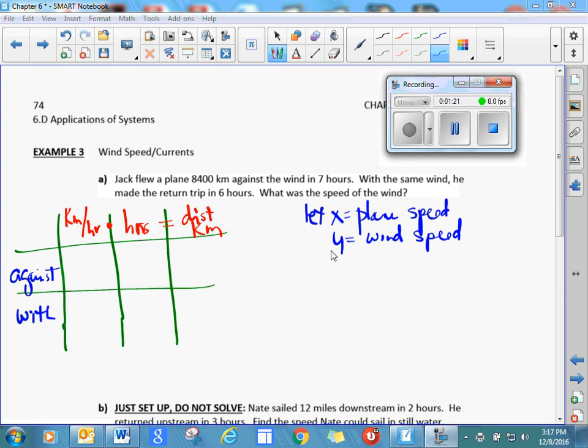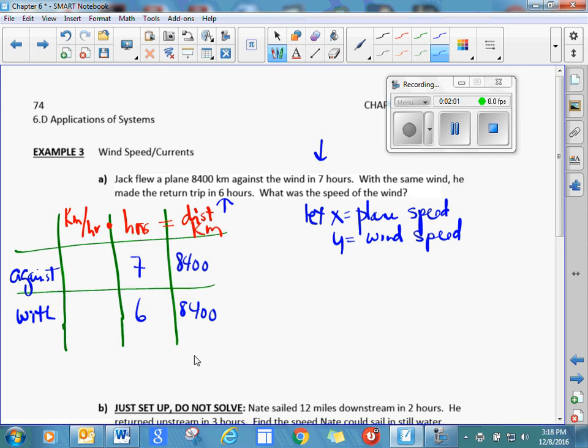So we're going to let x and y stand for those two speeds because we don't know either one of them in this problem. We do know how far they went, though. He went out 8,400 kilometers and back 8,400 kilometers. So their distances were the same. And it also talks to us a little bit about how long it took to get there and get back. So against the wind, it took 7 hours. Coming back, the wind was pushing you a little bit. The wind pushes you and makes you go faster. It only took 6 hours.